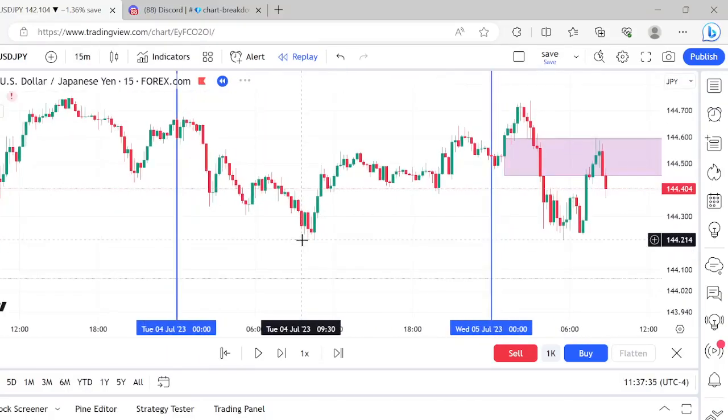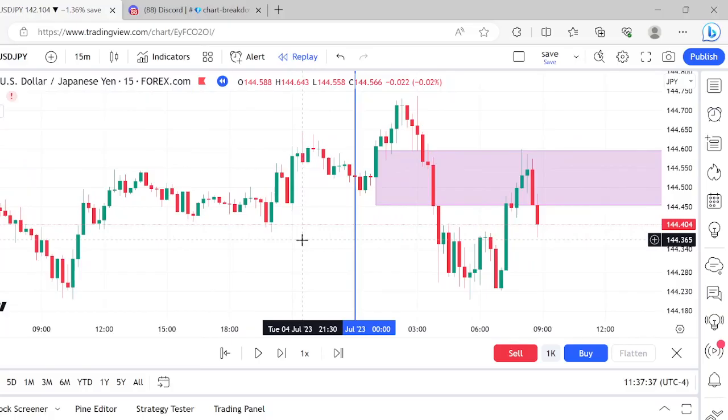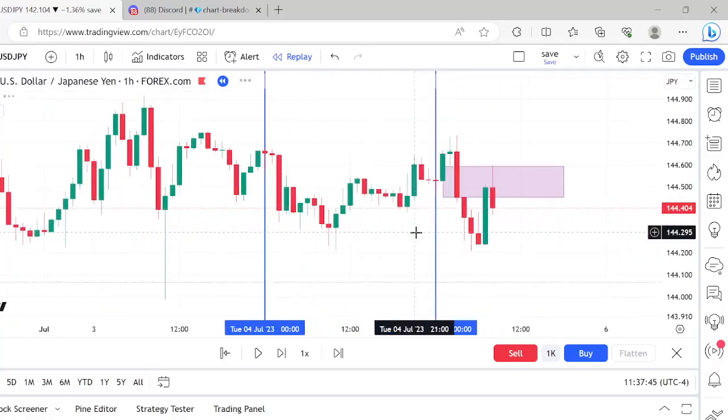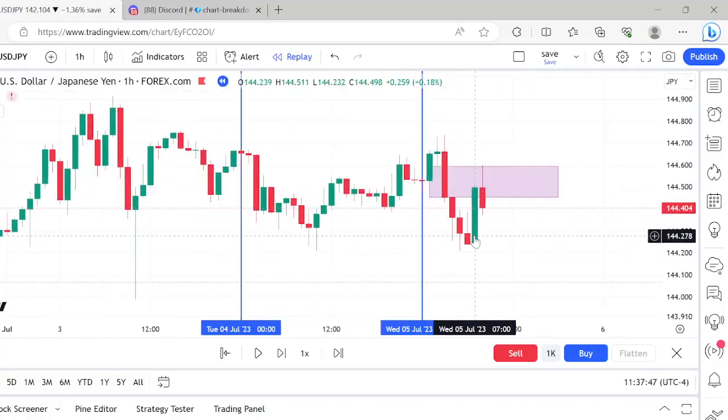All right, so again, beginning of New York session is another common time you'll have that mini Judas swing within the range that's created during London session. So you can see right here, this is 7 o'clock. This 1 hour candle, 7 o'clock, aka the beginning of New York kill zone. Okay, so there's our Judas swing. There's our mini Judas swing.